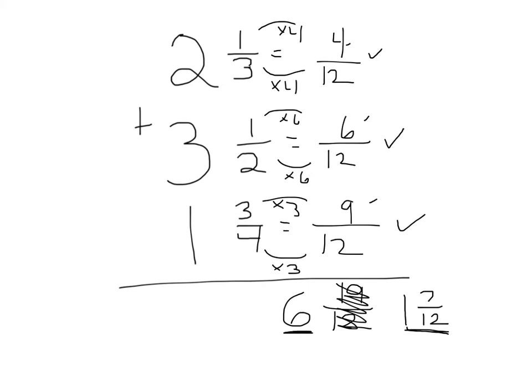So I have 6 wholes plus 1 and 7 twelfths. 6 wholes plus 1 whole is 7. And then I just add my fractions, 7 and 7 twelfths. And I am all done. Let's look at one more.